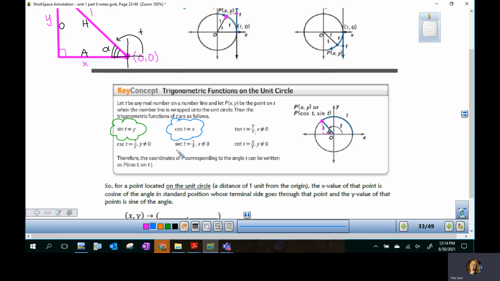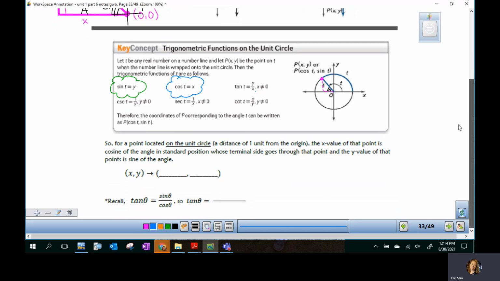And then they list cosecant, secant, and cotangent. They're the reciprocals of those. So instead of y, 1 over y, x, 1 over x, and y over x flips to x over y for the reciprocal of each of those. Okay, so the coordinates of that point P can be written as cosine t, sine t, instead of as x, y. So that's what we're going to put here in your notes.